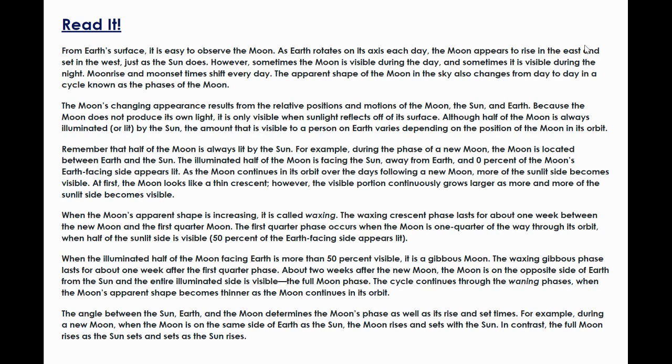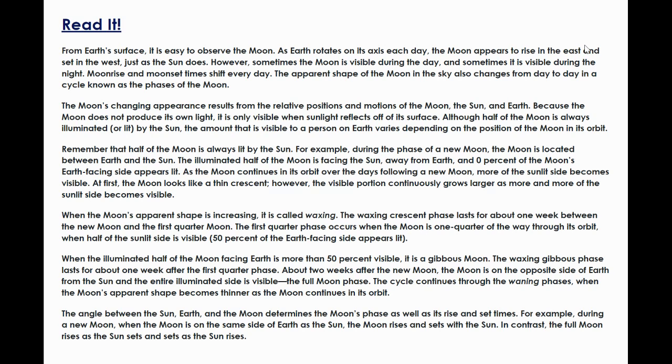Remember that half of the moon is always lit by the sun. For example, during the phase of a new moon, the moon is located between the Earth and the sun. The illuminated half of the moon is facing the sun, away from the Earth, and 0% of the moon's Earth-facing side appears lit. As the moon continues in its orbit over the days following a new moon, more of the sunlit side becomes visible. At first, the moon looks like a thin crescent.